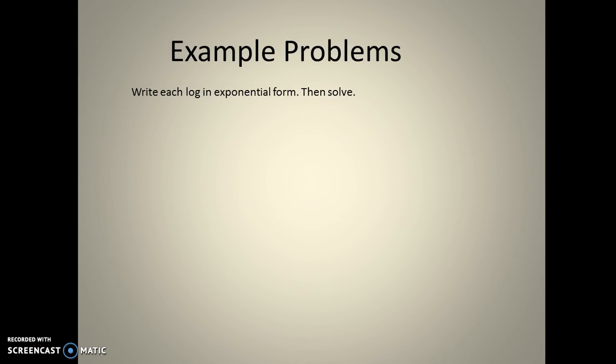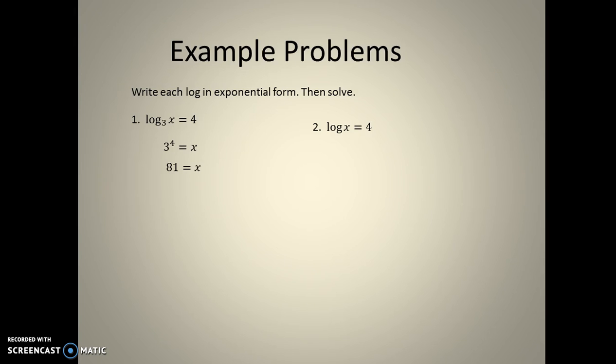All right, so here are some example problems. Can you write each log in exponential form and then solve it? So we have log base 3 of x is equal to 4. If I want to change it to exponential form, I have to remember the base stays the base and the other two things switch sides. So the 3 is my base, and the x and the 4 are going to switch sides. So it's 3 to the 4th is equal to x. 3 to the 4th is the same as 81. So x equals 81.